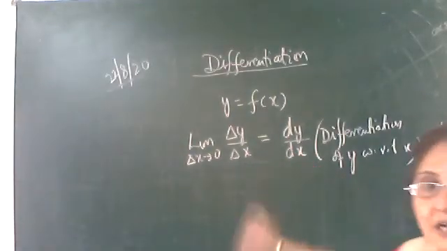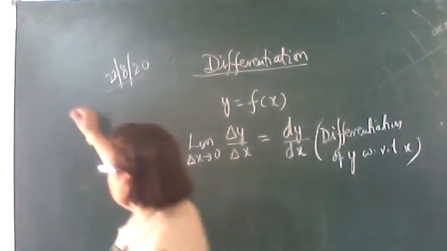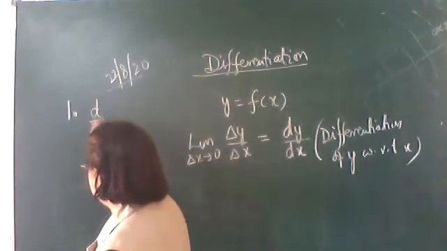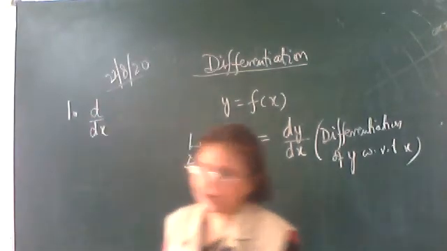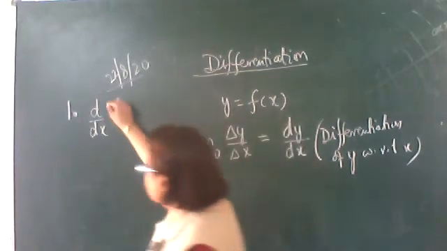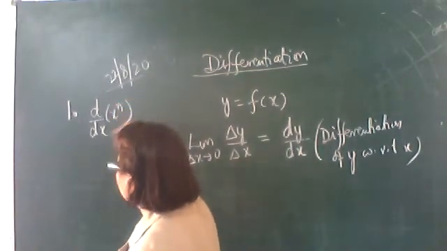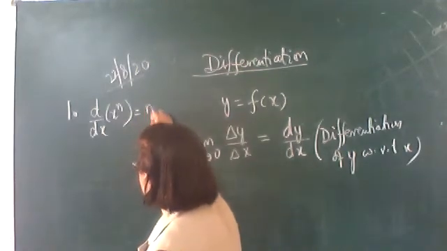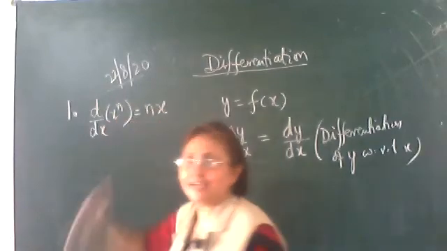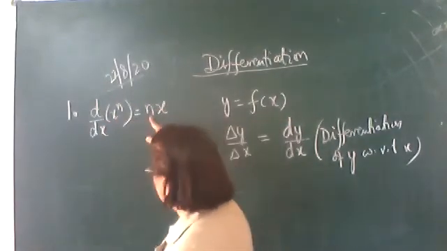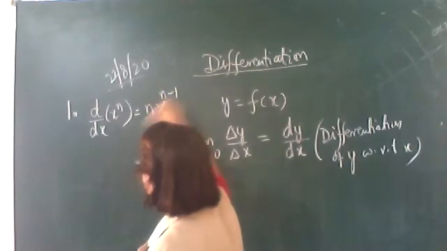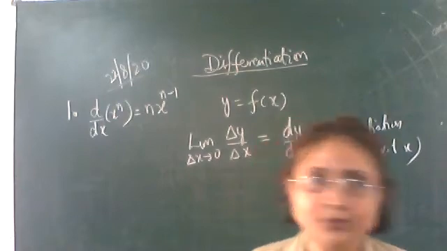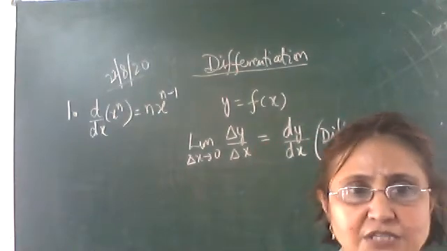So here are some formulas. The first formula: dy by dx is the operation which is done on y, and y is a function of x. Let here y be x raised to the power n. So the first formula is dy by dx of x raised to the power n is n x raised to the power n minus 1. So learn the first formula as we are doing. There are hardly 12 to 13 formulas.